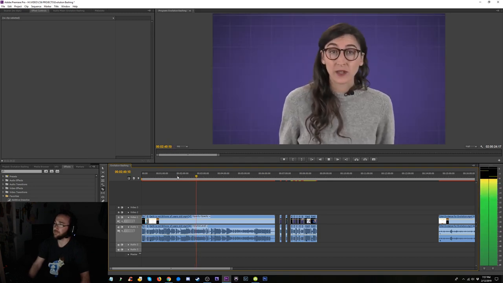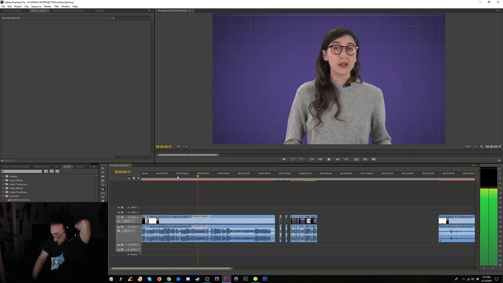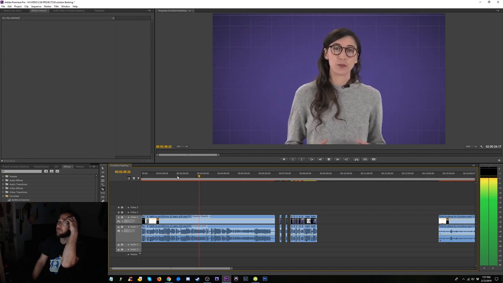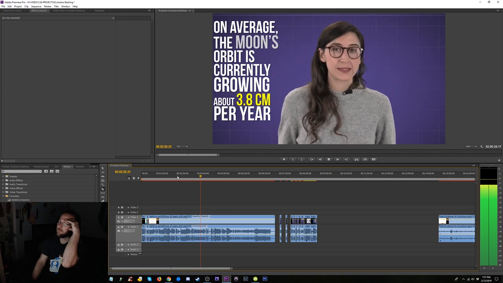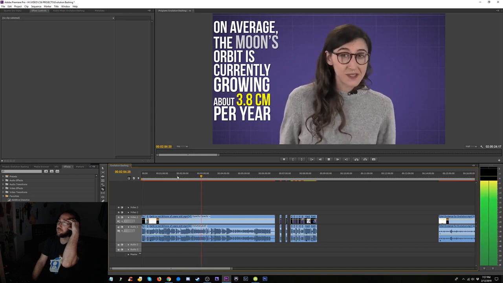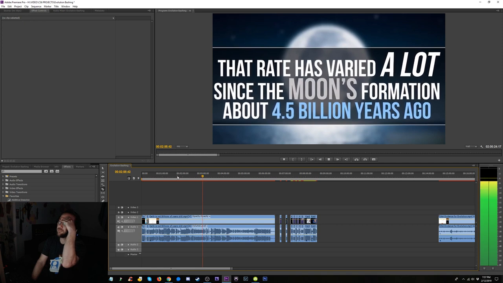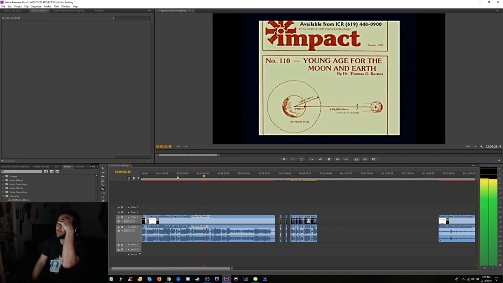Every year, the moon's orbit gets a little bigger, and our favorite satellite moves just a little farther away. But luckily for us, we don't have to worry about the moon ever getting so far that it breaks free. On average, the moon's orbit is currently growing about 3.8 centimeters per year, at around the same rate as your fingernails. That rate has varied a lot since the moon's formation about 4.5 billion years ago. The moon is going farther away from the Earth every year. We're slowly losing the moon.